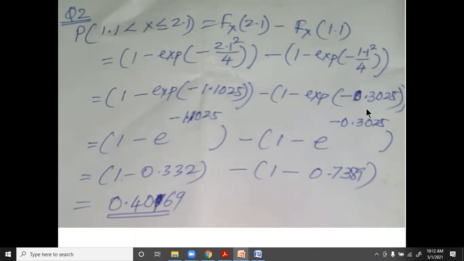Similarly, the exponential of this is e to the power of this, and that turns out to be 0.7389, and together that will just give us 0.4069. So that's the first numerical.